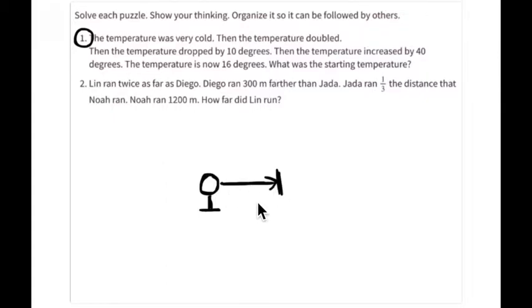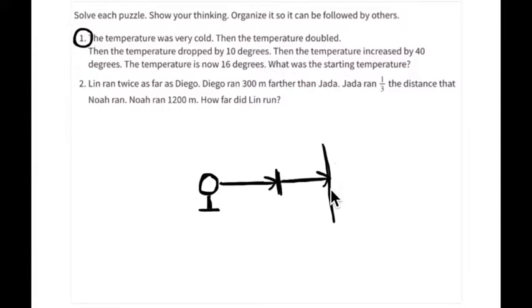Cold means different things to different people. So this could be positive 25 degrees, that could be cold to people that live in Southern California, or a negative 15 degrees, which would be cold to people that live in Alaska. So you just don't know. You just have to start somewhere. And then that temperature gets doubled. And then the temperature drops by 10 degrees.